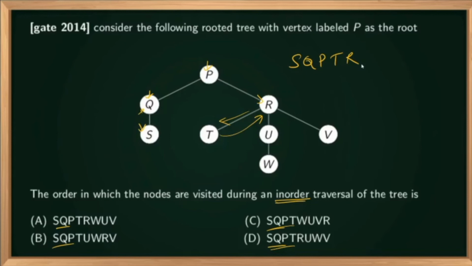So this choice is wrong, this choice is wrong, so it may be SQPTR, SQPTR, okay. Then you will go to U, then you will go to W, then you will come back to W, that is the second time, so you will print W. So the answer is A.